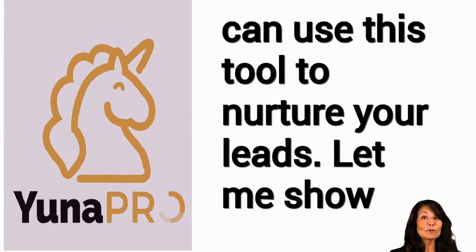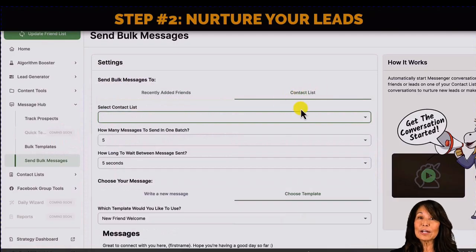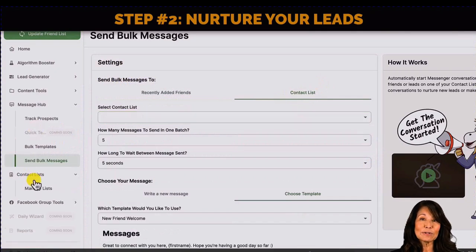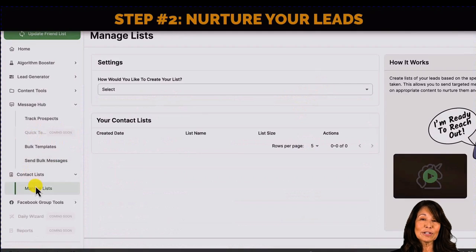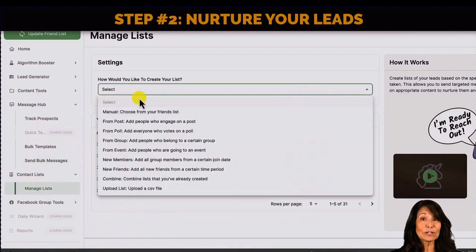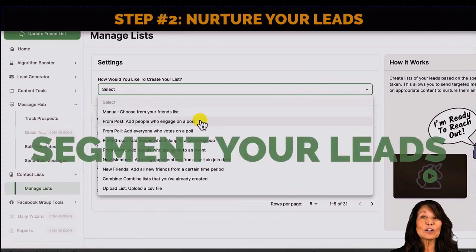But there's an even more powerful way that you can use this tool to nurture your leads. Let me show you. Let's go up here to Contact List, and this allows you to send messages to leads based on their activity on Facebook. So I can go over here to Contact List, and I'll show you some of the ways that you can create a contact list. You can create a contact list based on specific friends from your friends list, or you can do it based on leads who have engaged on a specific piece of your content.